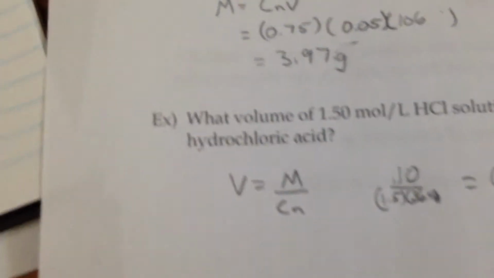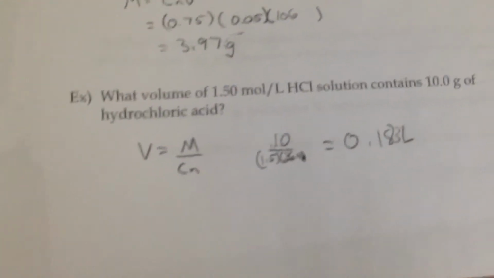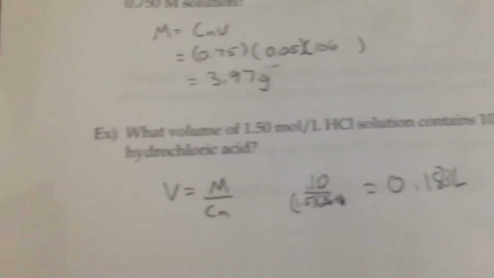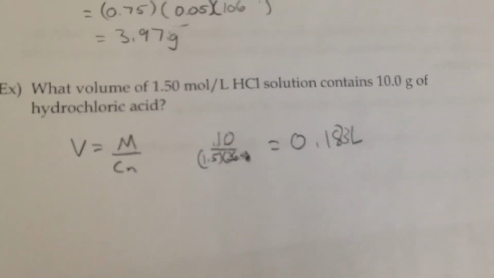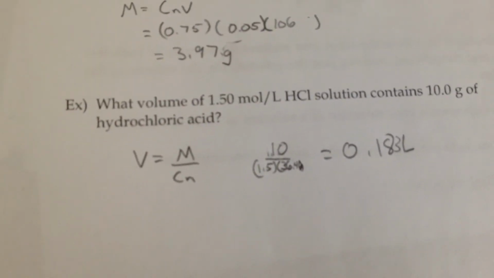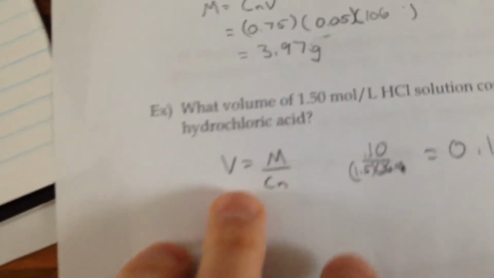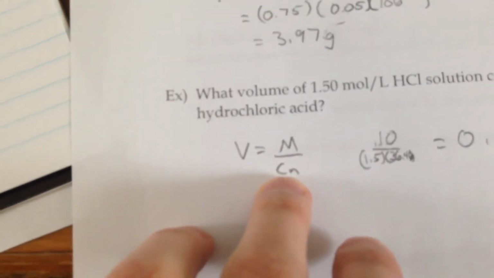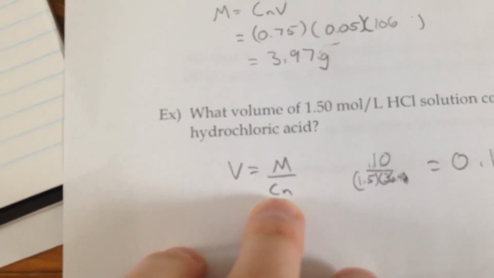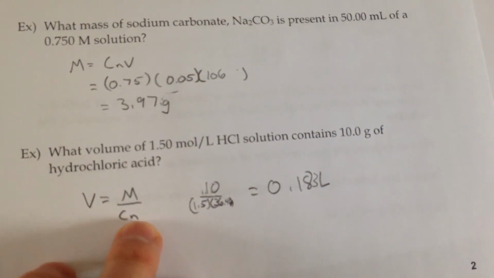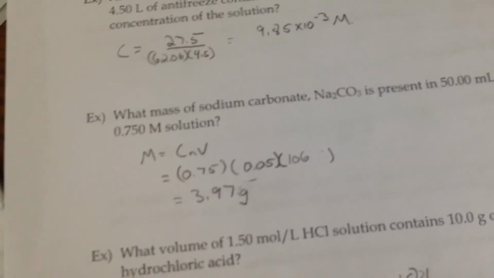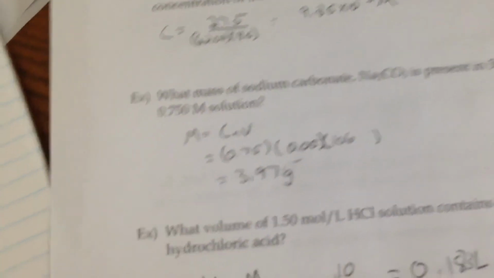Alright, then the third example wants us to find the volume of 1.5 moles over liters, that's just molarity, of hydrochloric acid solution, okay? If it contains 10 grams of hydrochloric acid. So here I'm looking for volume, I have the mass. I can find the molar mass of HCl, and I have the concentration, okay? So I just go 10, or my mass, divided by concentration times molar mass.